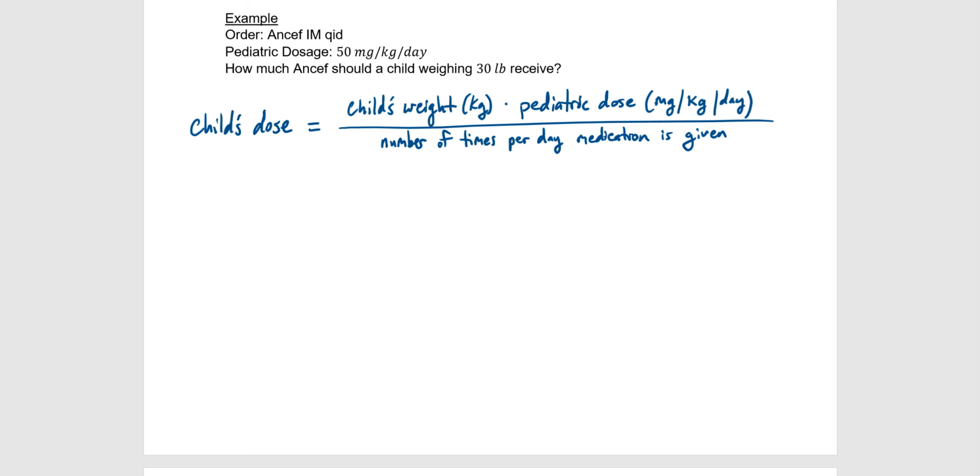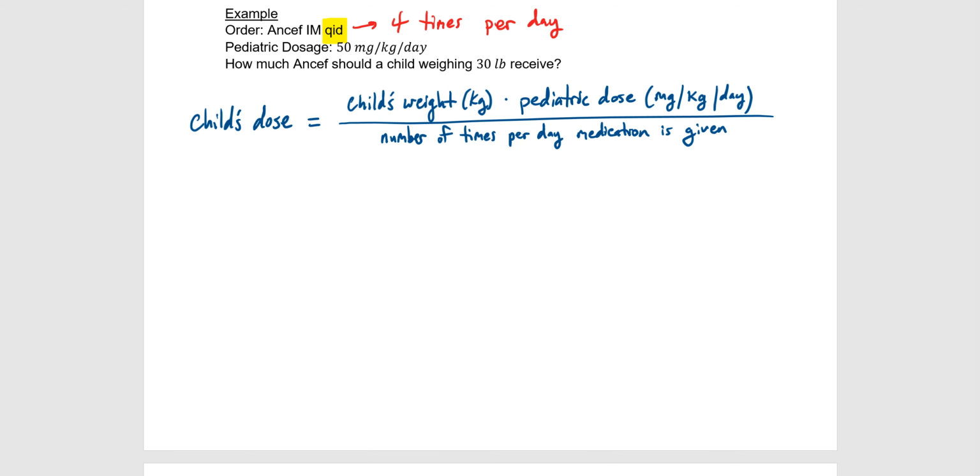So let's take a look at what we're given here. We have QID, so 4 times per day. So if it's 4 times per day, that's going to mean our denominator is 4. And then we're also given our pediatric dosage, 50 milligrams per kilogram per day. And lastly, we have our weight of 30 pounds. We need to convert that to kilograms.